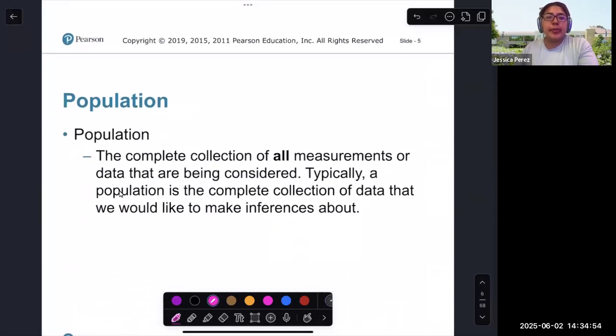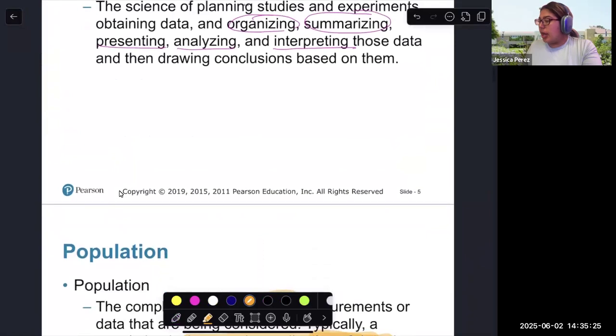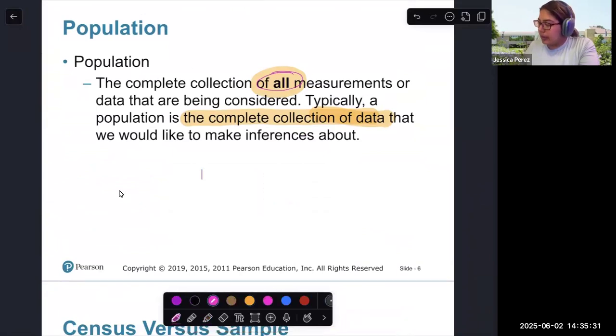Now we have another thing called population. Population is different than statistics. A population is a complete collection of all, not just some, but of all measurements or data that are being considered. Typically, a population is a complete collection of data that we would like to make inferences about. And the key word for population is all. It's a complete collection of data. So it's not just a piece. It's not just some data, but it's actually all data, all measurements. So the key word for population is all measurements. Is all, not just some.